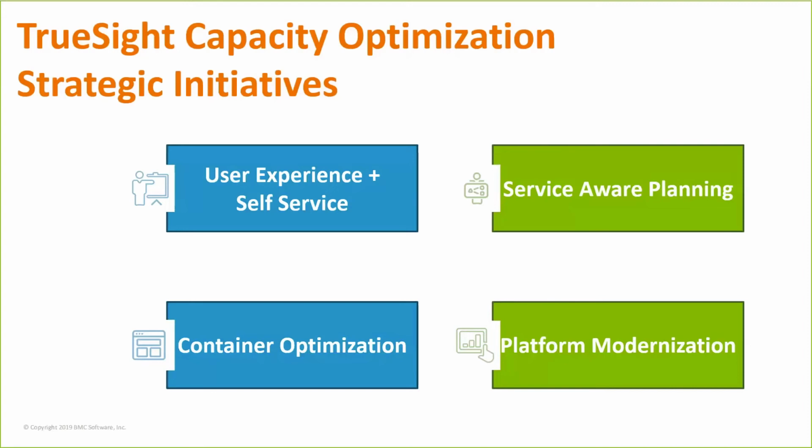The third area of focus for us is really around container optimization. So we've provided optimization recommendations in capacity today for physical and virtual environments, storage, network, and so on. And we're going to be extending those capabilities into containerized environments so that we can provide similar optimization recommendations for microservice-based architectures running in containerized environments.